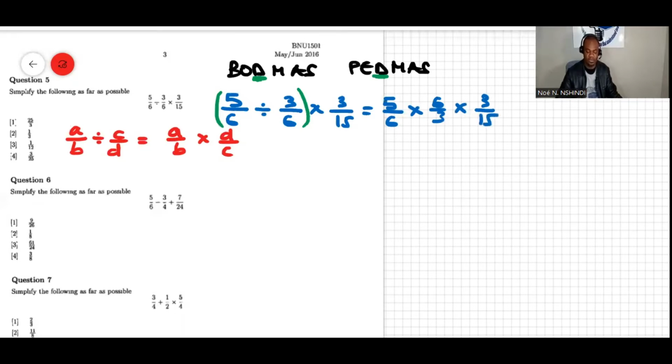Then we can simplify here. Remember, with a fraction, we can simplify even across. So we can simplify 6 and 6 here, and then we can also simplify 3 and 3 there, and then we can also simplify 5 and 15 here. We're left with 3 there.